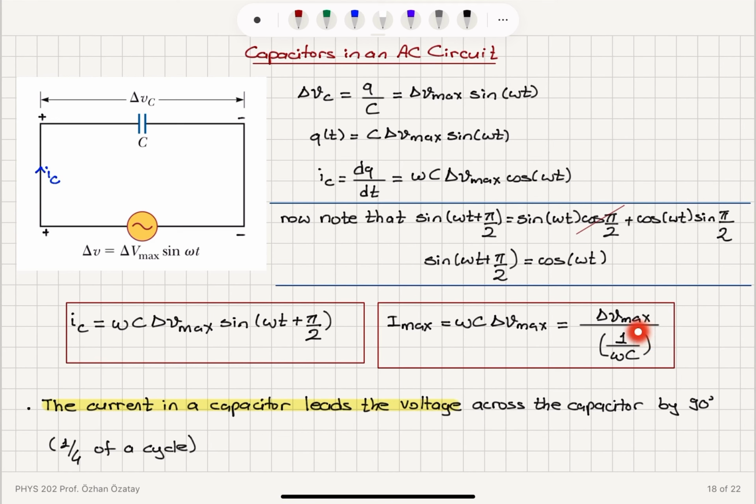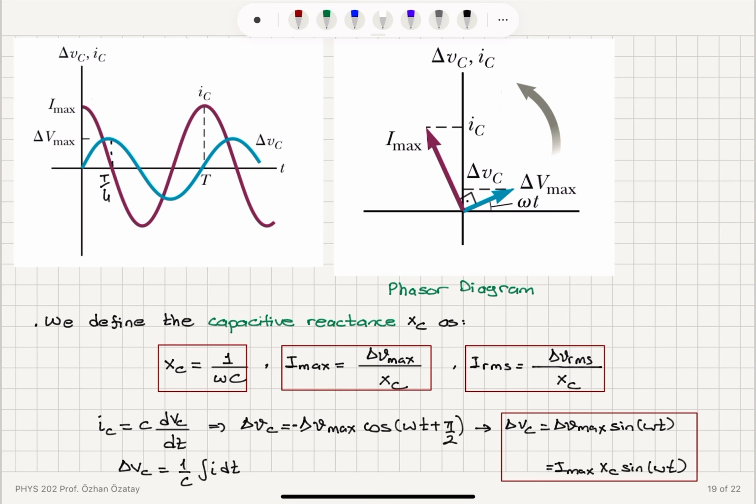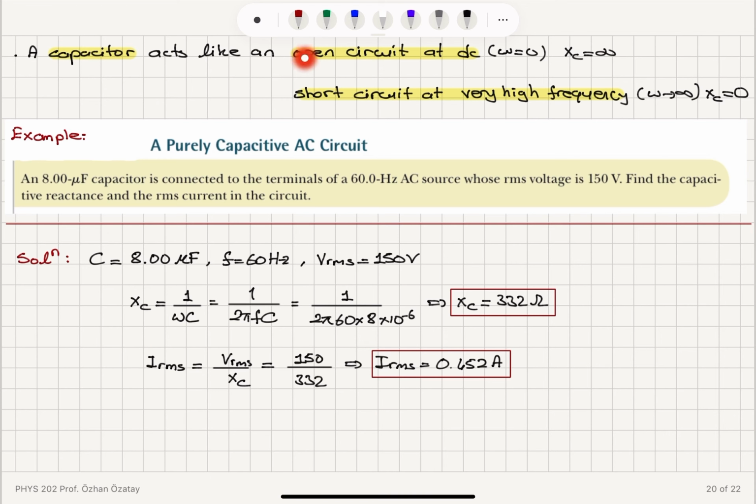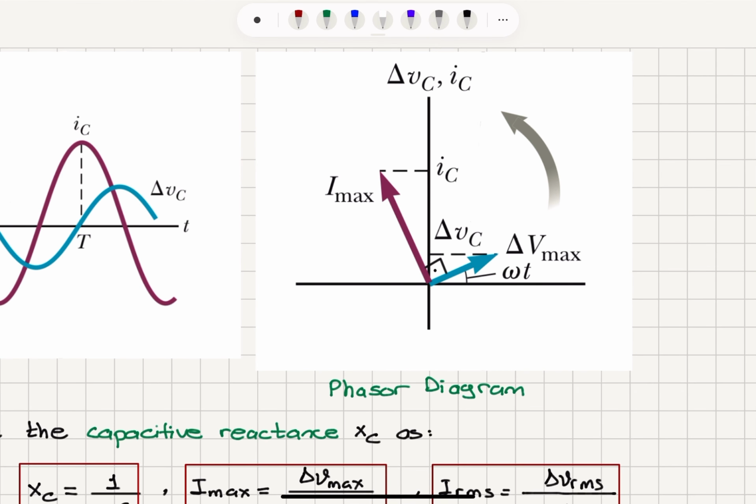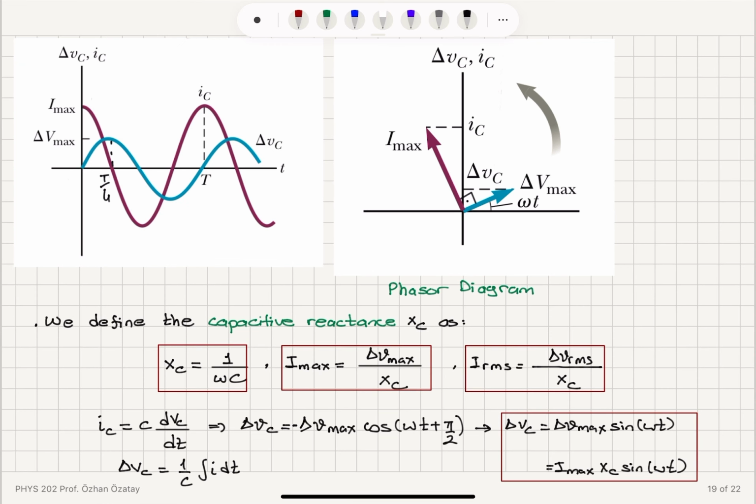And furthermore we see that this frequency-dependent resistance, I max equals delta V max over X_C, where X_C is 1 over omega C. So when omega is equal to 0, we obtain an infinite resistance, an open circuit. When omega is infinite, it is a short circuit. And when we plot the phasor diagram, the current is leading the voltage, so we have to go counterclockwise an additional 90 degrees with respect to the voltage phasor in order to plot the current phasor.